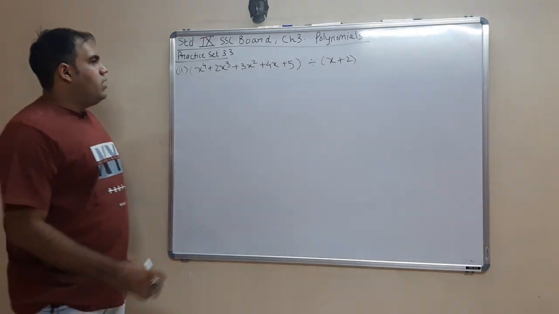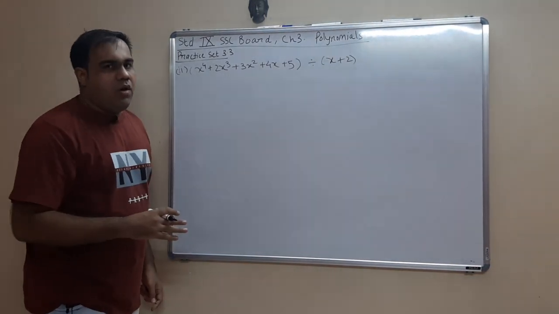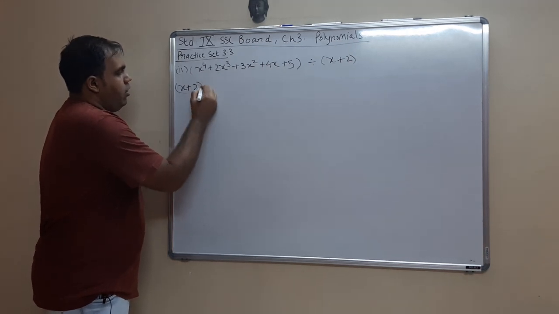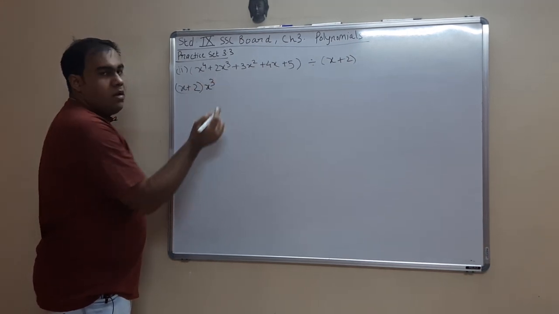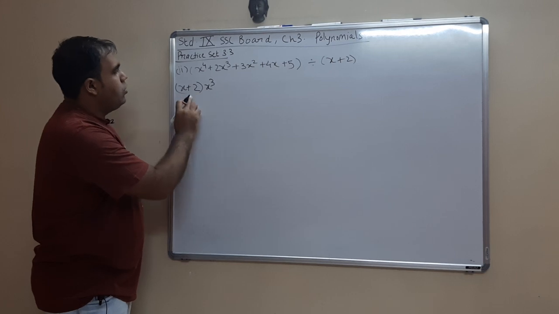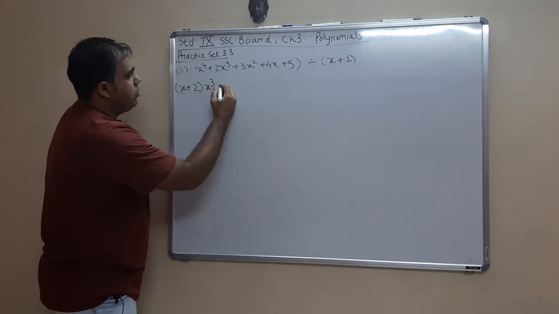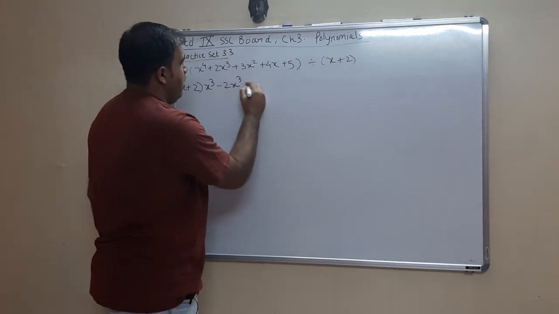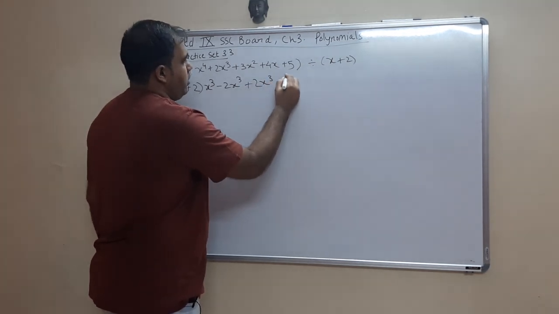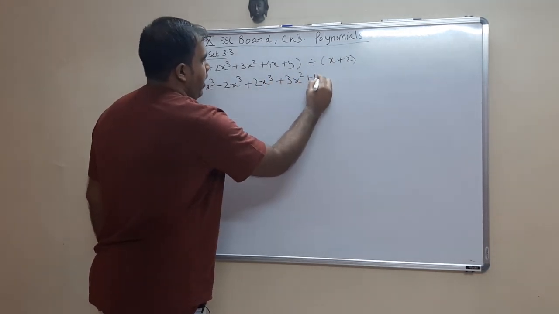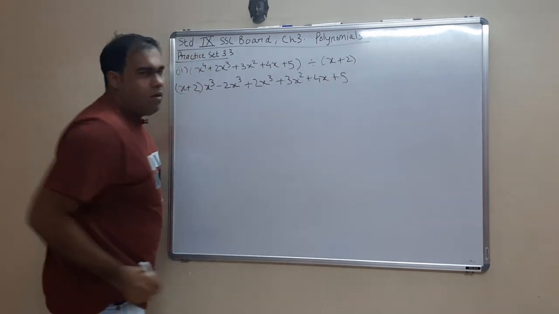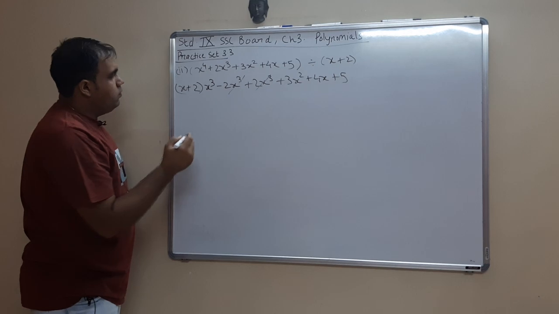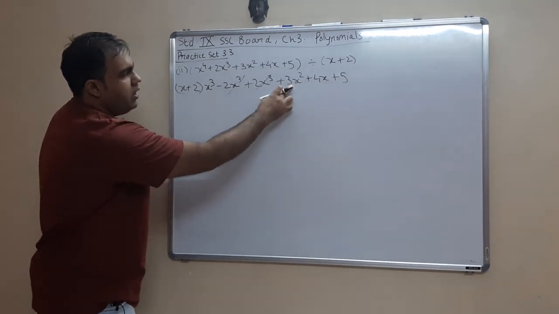Okay, so x raised to 4, in the form of x plus 2, how will I write it? So we'll write x plus 2 into x cube. So we get x raised to 4 plus 2x cube. We have to remove 2x cube, minus 2x cube, and then I'll write the rest as it is, plus 2x cube plus 3x square plus 4x plus 5. So these two get cancelled. Very good. So we are left with 3x square.